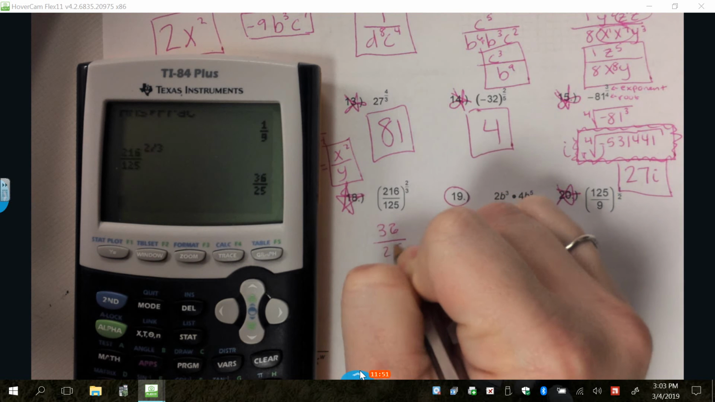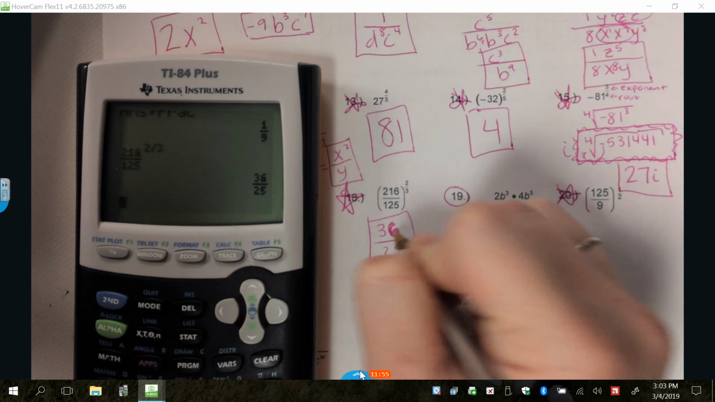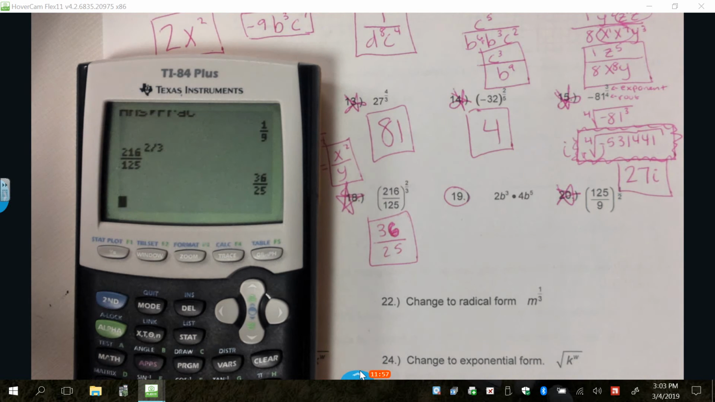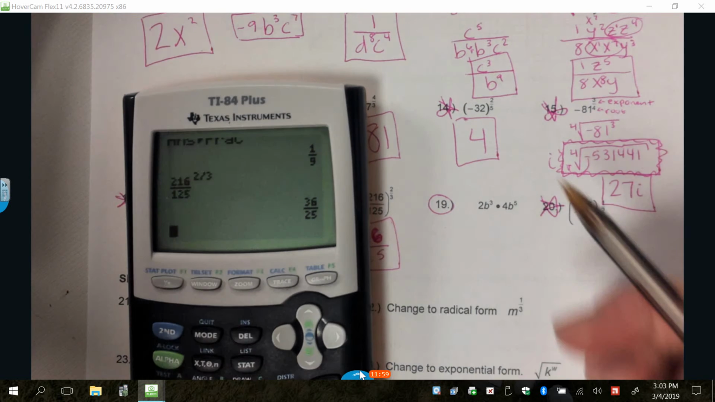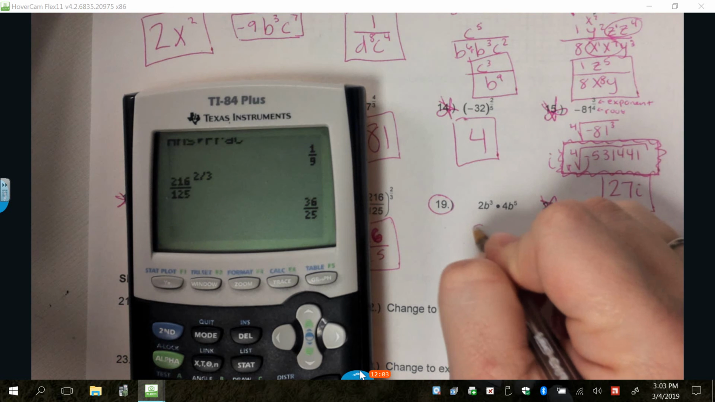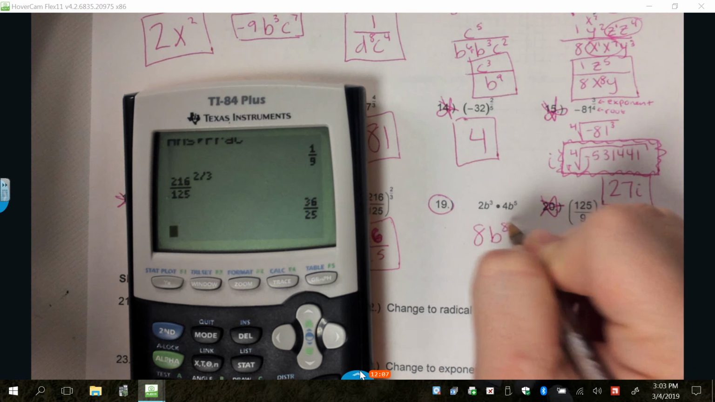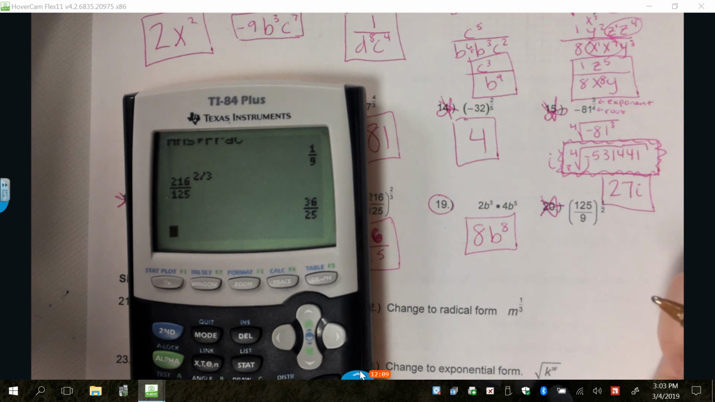(36 over 25). I know that's a really weird 6. Sorry about that. Okay, now let's look at number 19. Remember, this is just like number 1 where you're multiplying. So 2 times 4 is 8, and then you add the exponent. So 5 plus 3 is 8. So 8b to the 8th power.